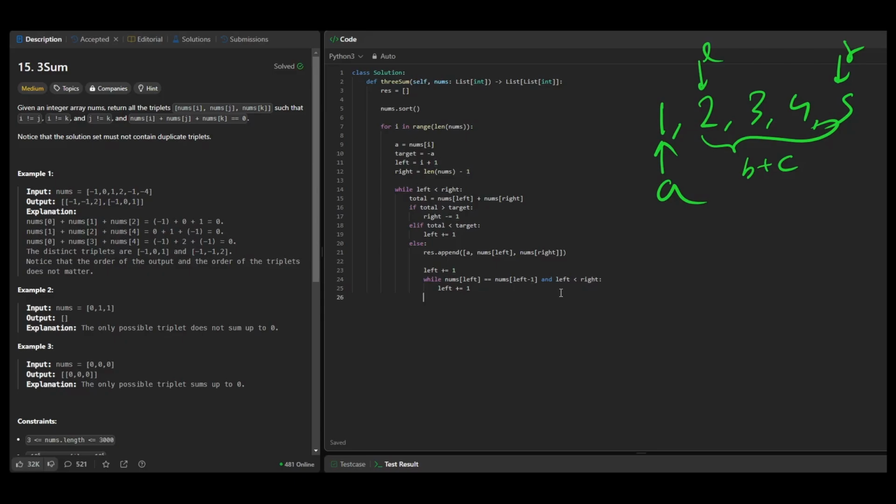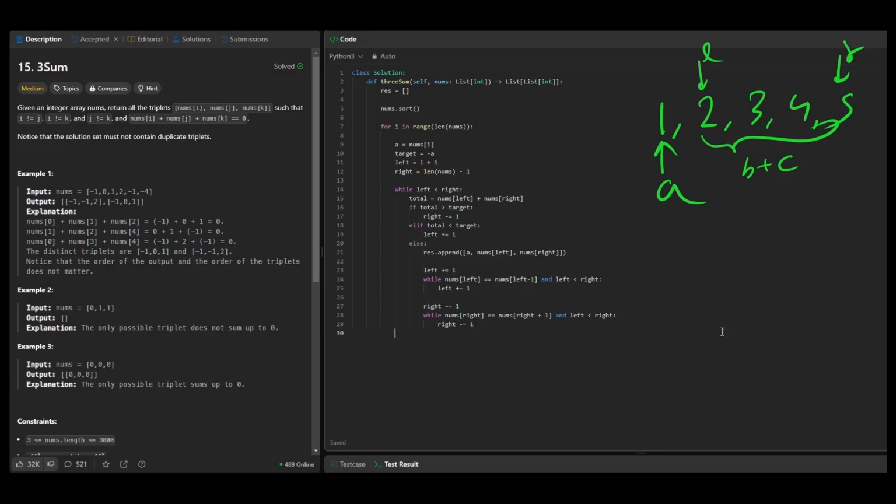Now similar rules apply to the right pointer, which would move to the left side. So over here, while nums of right equals nums of right plus 1, because we are moving it from the right to the left, it would be the right value compared with the right plus 1 value. And the similar bound would also apply over here. Left is less than right. After that, I would like to move right. So the right would decrement. And also this is a typo. I should fix it to right minus 1.